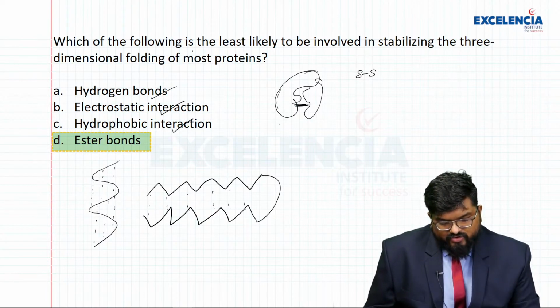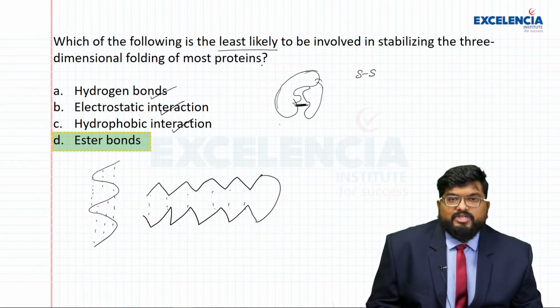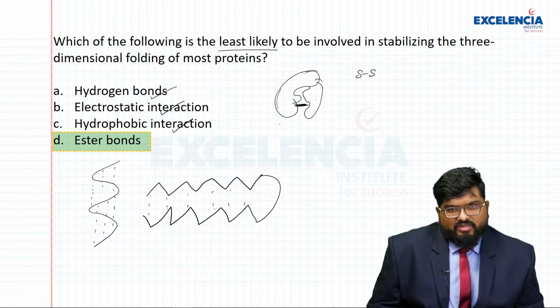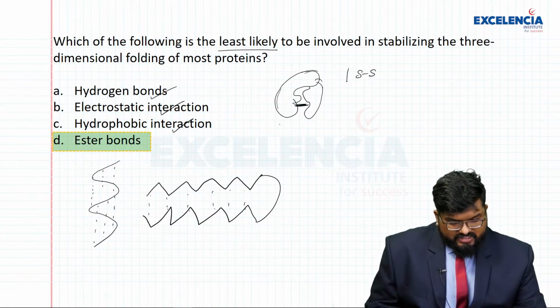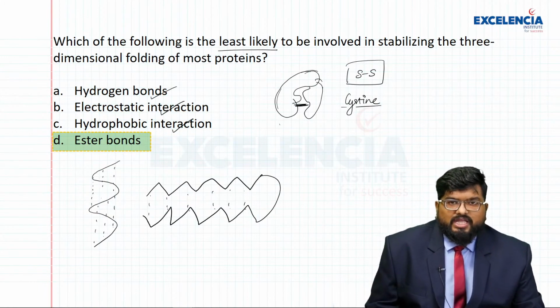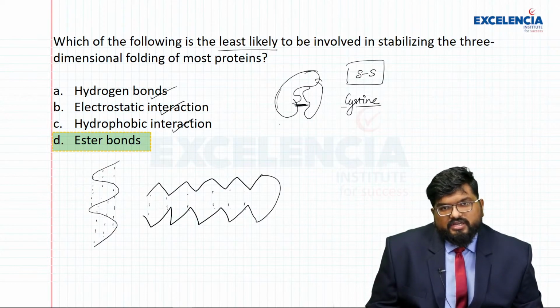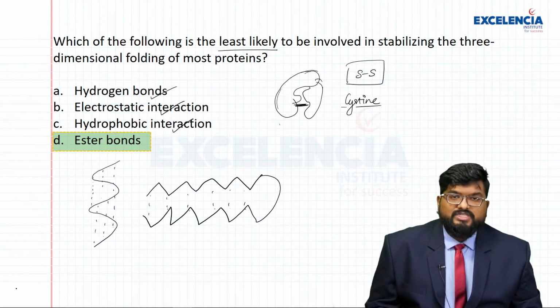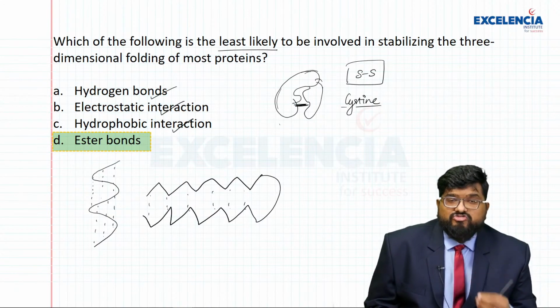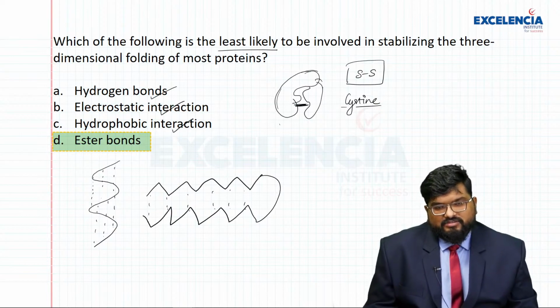The question asks which of the following is least likely to be involved in stabilizing the three-dimensional folding of proteins. So that is ester bonds. Disulfide bridges will be formed with an amino acid called cysteine, and there will be other sulfur containing amino acids also utilized, forming disulfide bonds. These disulfide bonds are very strong components and they stabilize the quaternary structure to a very great extent.